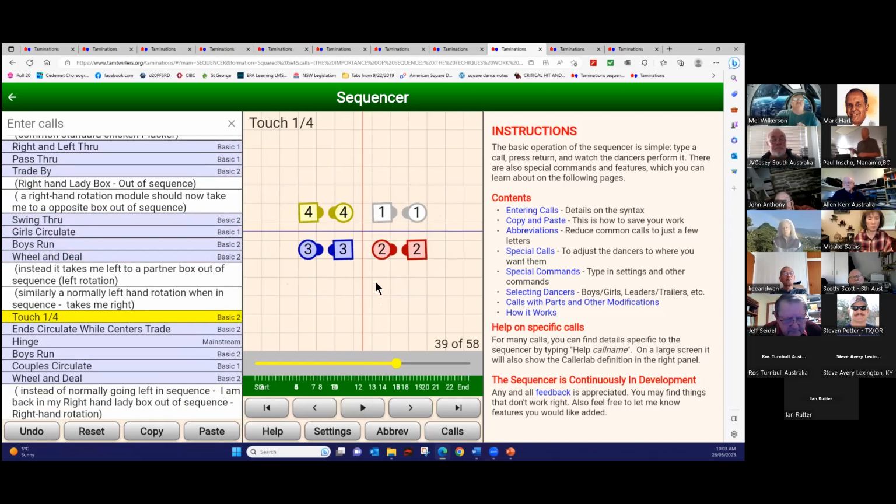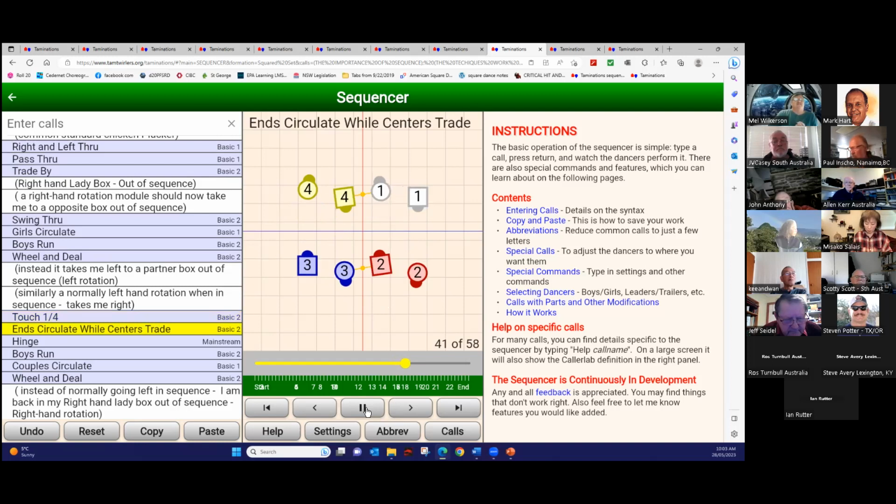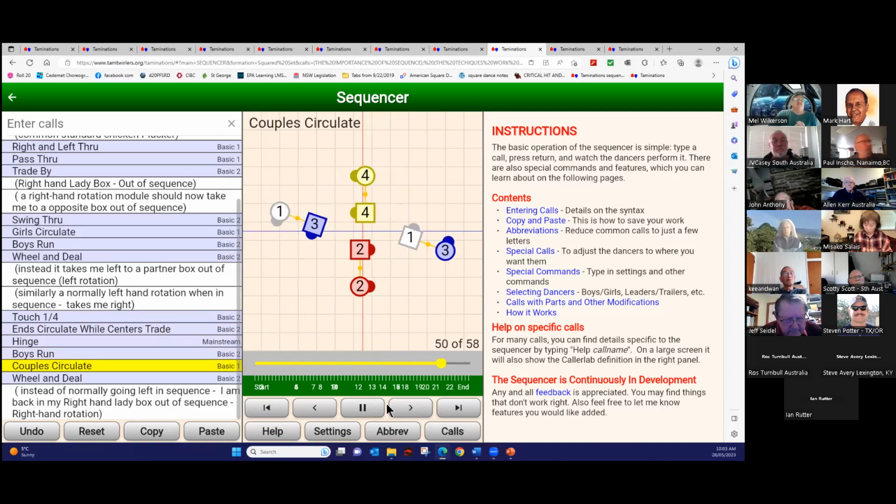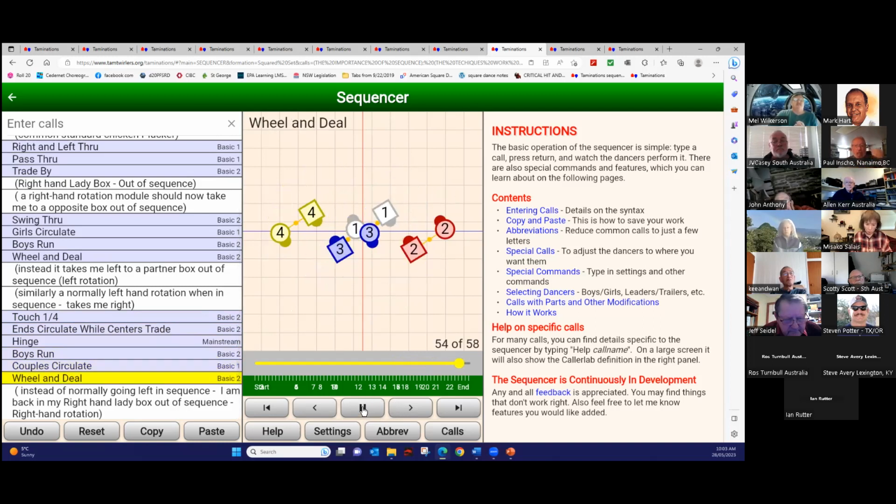But my sequence is out. It's taking me out of sequence. If I do another one with a different one, this is my left hand. Oh, it's all there. Instead of going my left, I'm going right. And I'm out of sequence. And I should be back in my right hand lady box. Yes, I am.